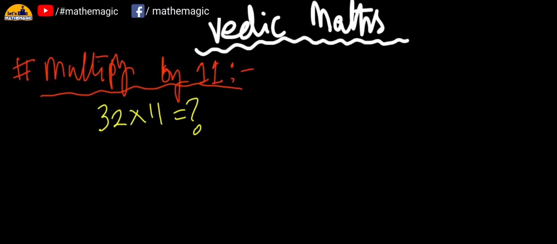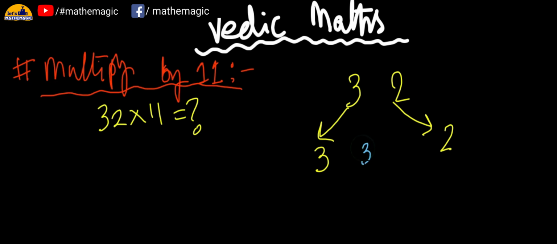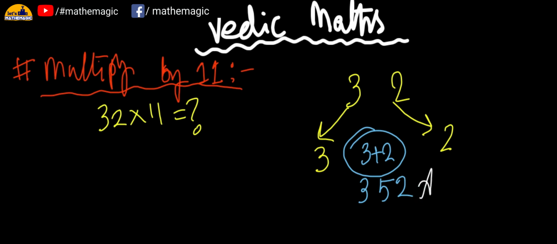When I am multiplying 32 by 11, the first thing I am going to do is separate 3 and 2. On one side I am writing 3, and on the other side, at the end, I will be writing 2, and in between I am going to keep 3 plus 2. So the number that comes out after calculation is 352. And yes, that's your answer. Isn't it so easy, guys? Let us try out some other examples.